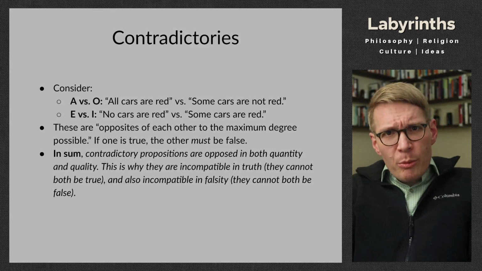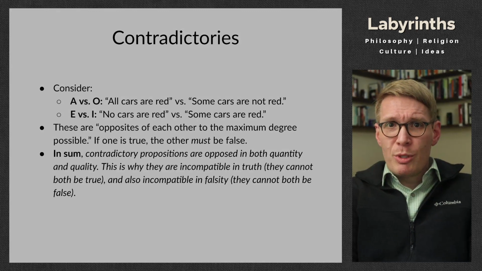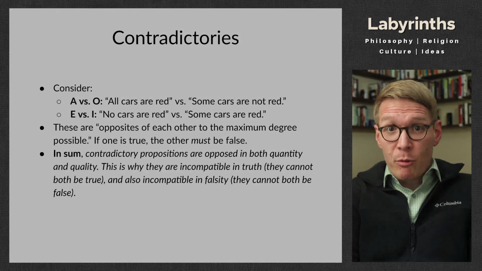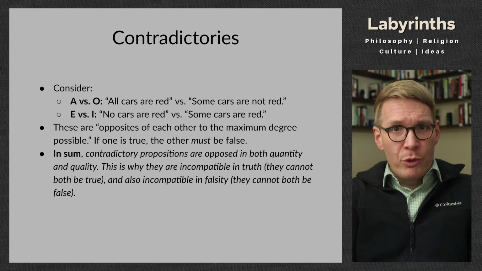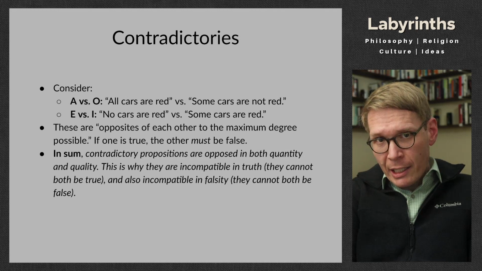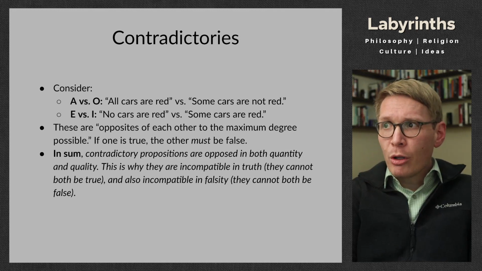Okay, let's start with contradiction. Right? So I want to determine what is the contradictory proposition to any given proposition. Well, in the case of an A proposition, as we saw in the square, you go down diagonally, and the contradictory proposition is an O. So you go from all cars are red to some cars are not red.